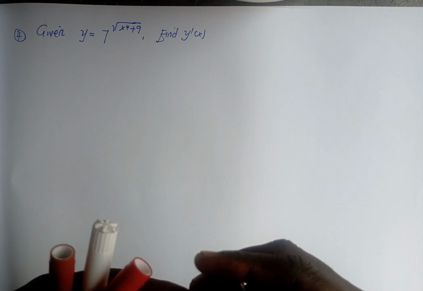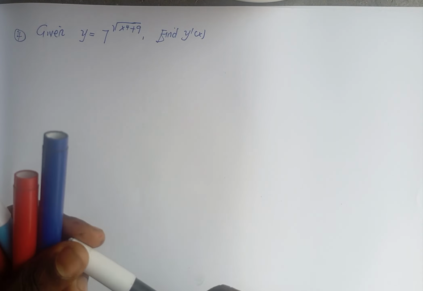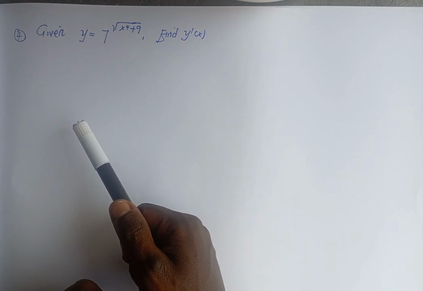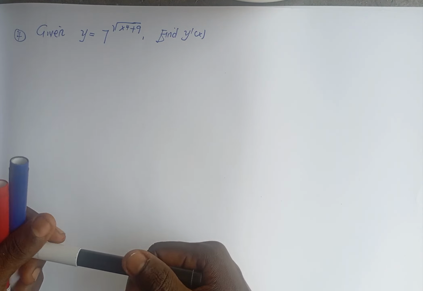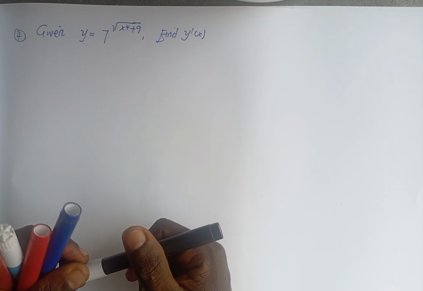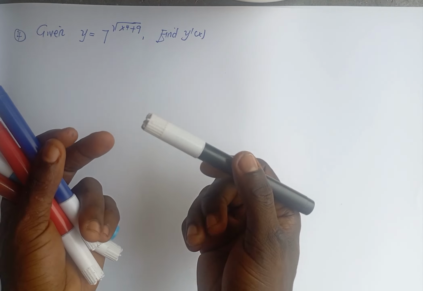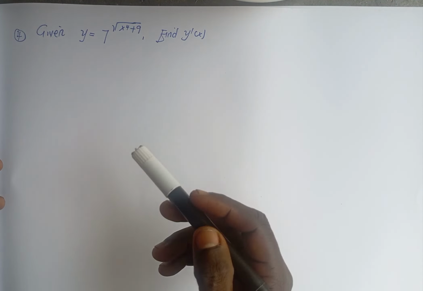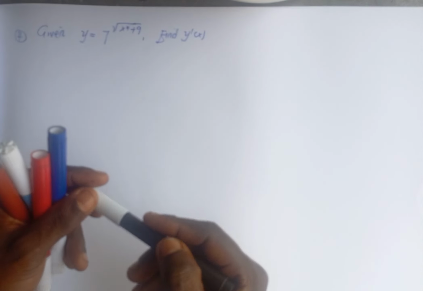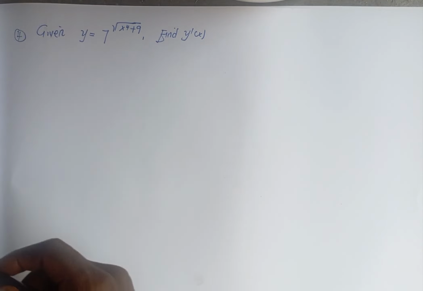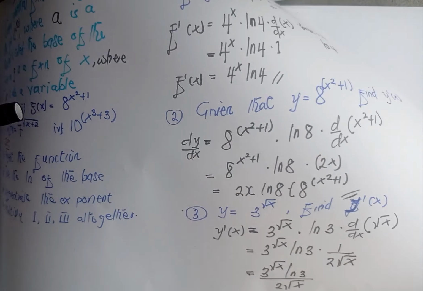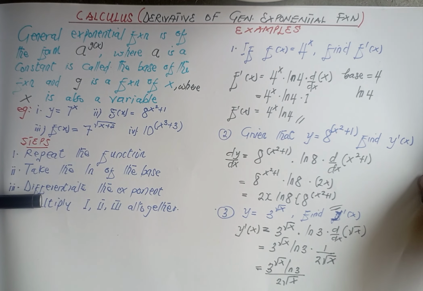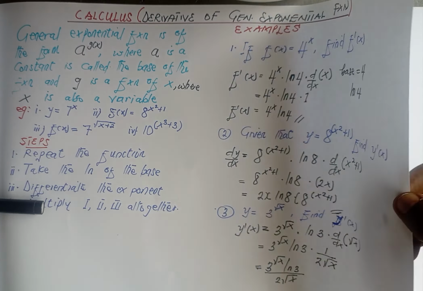We have our fourth example. We are given the function y equals 7 to the power root of x to the power 4 plus 9. We have to find the derivative of this function. It might look cumbersome, but it is going to be very simple. We know that this is a general exponential function of this form, so we can apply these steps. I hope you remember.